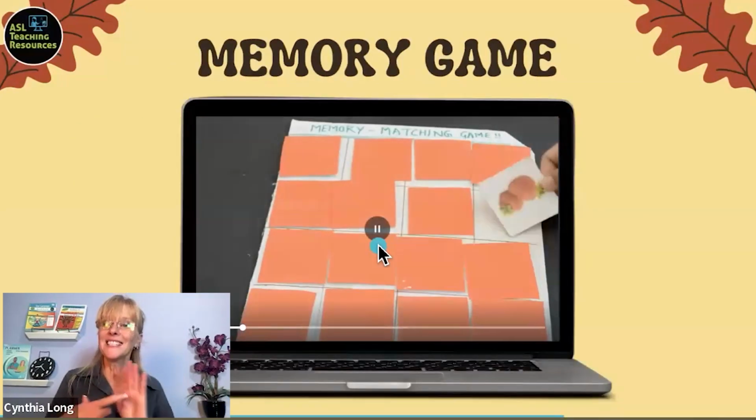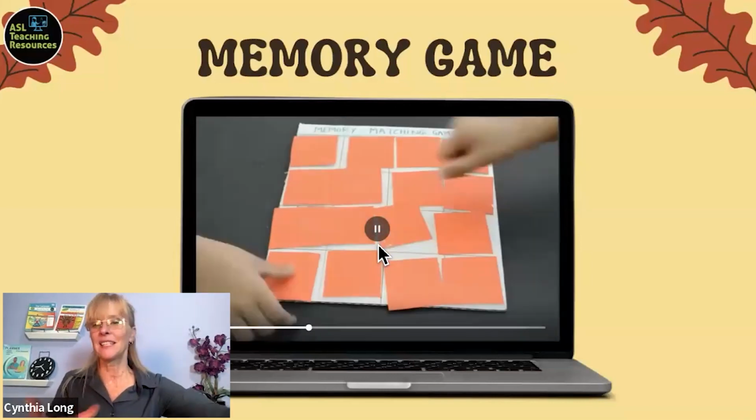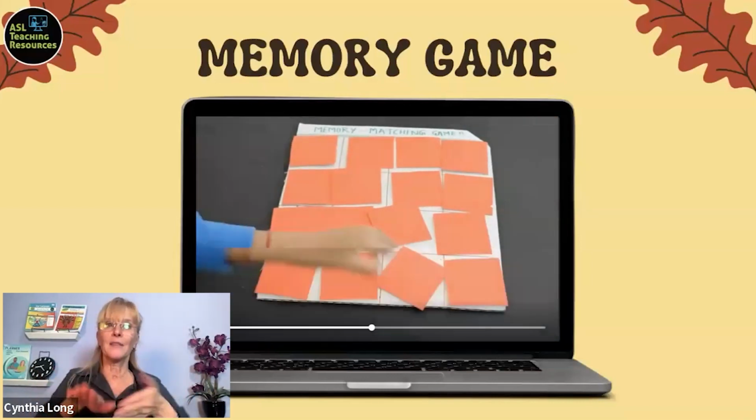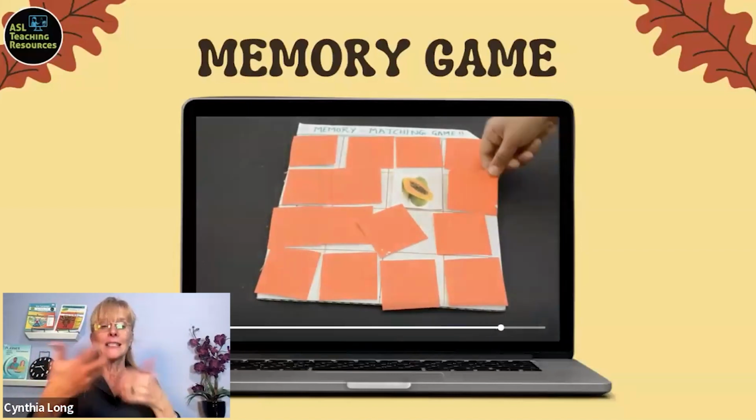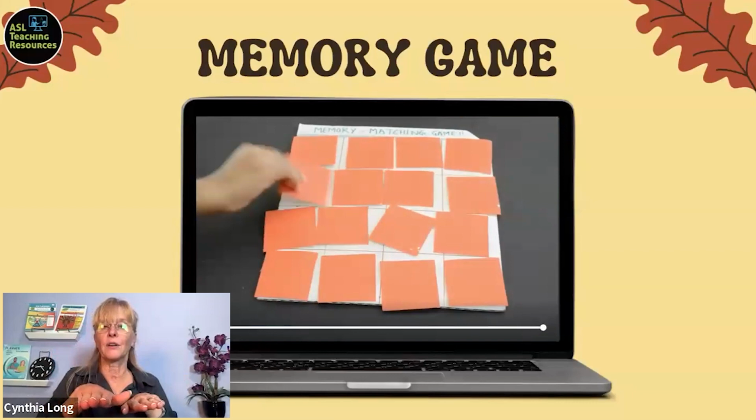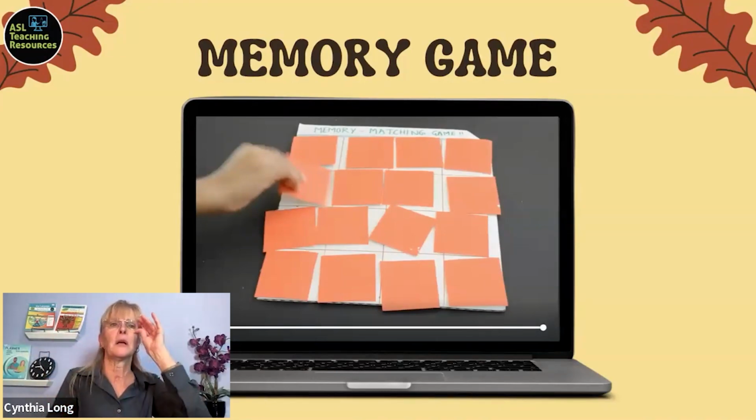Here we go. Here's an example. Oh, they didn't match, so they turn them back over. Then they flip one over, didn't match, so they put it over. And if it doesn't match, they have to turn it back over. If they turn it over, the idea is to just remember where that picture was so they can match.